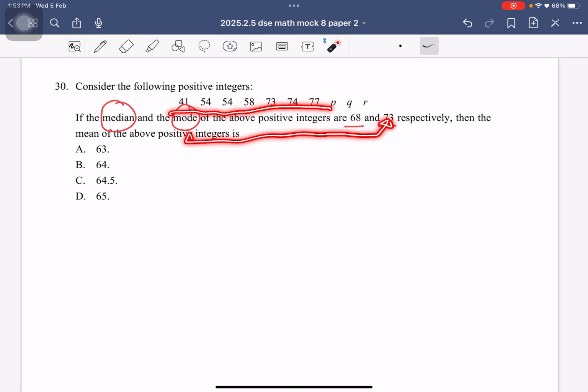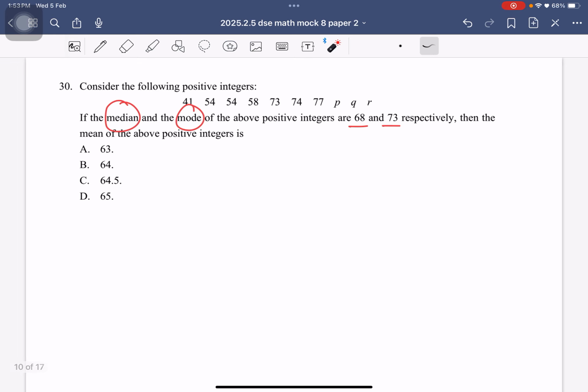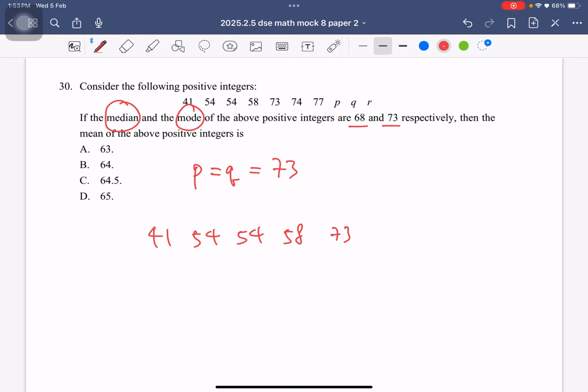But the mode is actually 73, which means that, but we only have one 73 here, which means there must be two more 73s. Can it be just one more? It has to be more than the count of 54, so it cannot be just two, or else the modes are going to be 54 and 73. So P is equal to Q is equal to 73. Now we try to put them into ascending order. So I have 41, 54, 54, 58, 73, 73, 73, 74, and 77.